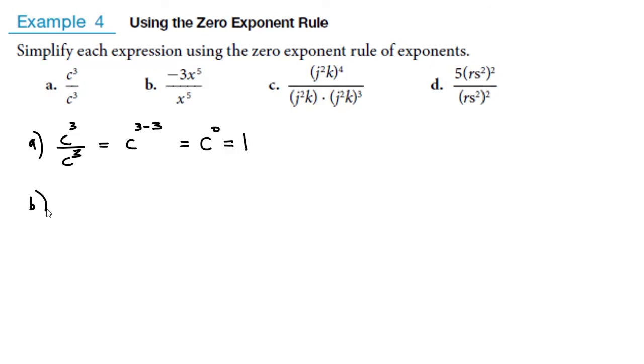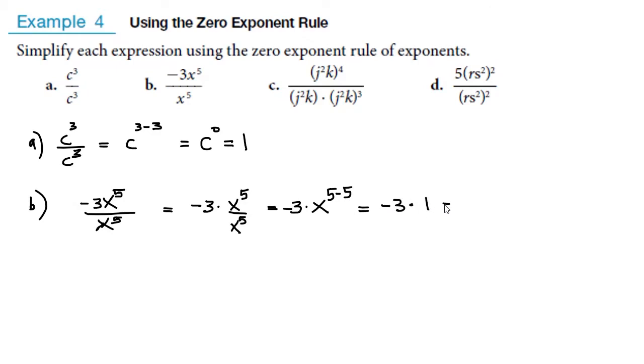Now, on part B, it's a little bit more complicated. I have minus 3, x to the power 5, all over x to the power 5. Now, I could just cancel here, but it says use the zero exponent rule. So this actually becomes negative 3 times x to the power 5 all over x to the power 5. So I have negative 3 times x to the 5 subtract 5 in the exponent. That's negative 3 times 1, or negative 3.